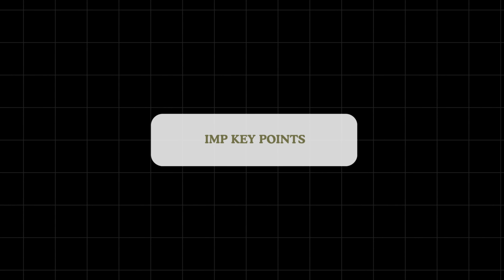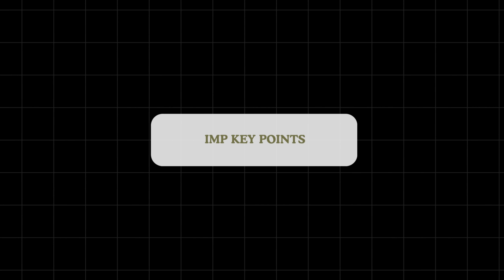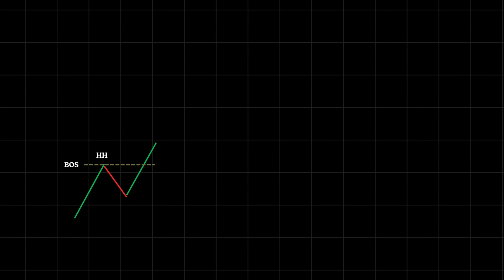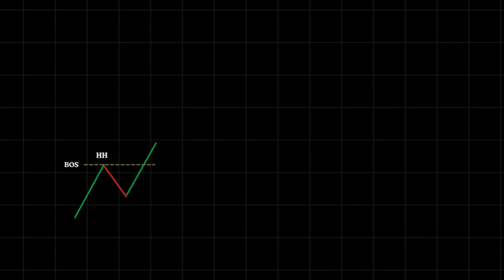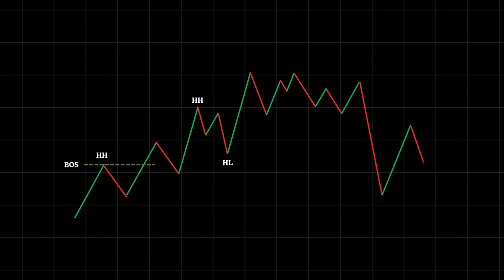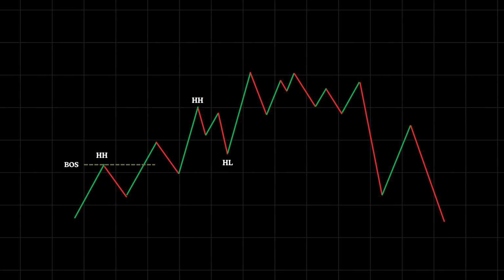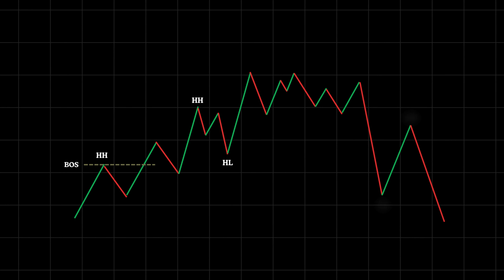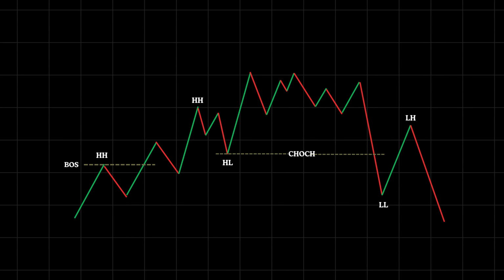Now, let's review all these points quickly. First, the price forms a swing high and then breaks below its previous swing low, creating a break of structure on the chart. After rising by forming higher highs and higher lows, when the price reaches its last swing low and breaks downward, it then creates a lower high, marking a change of character.